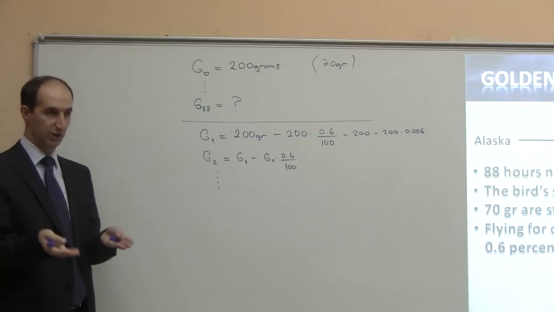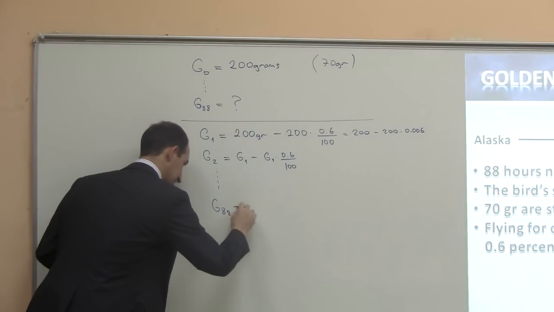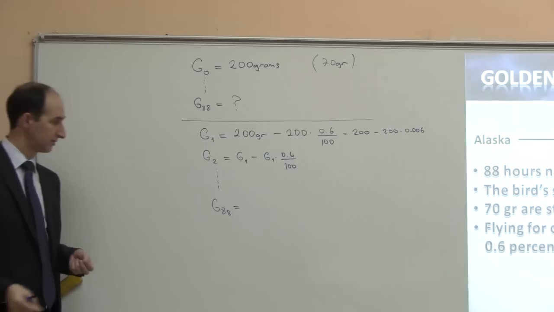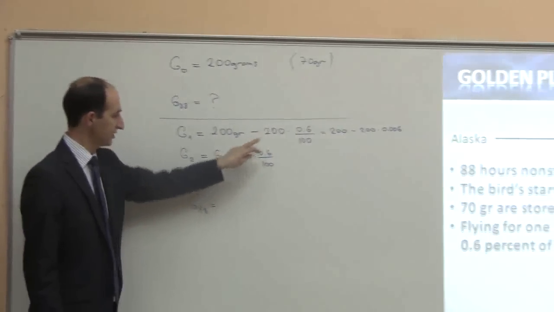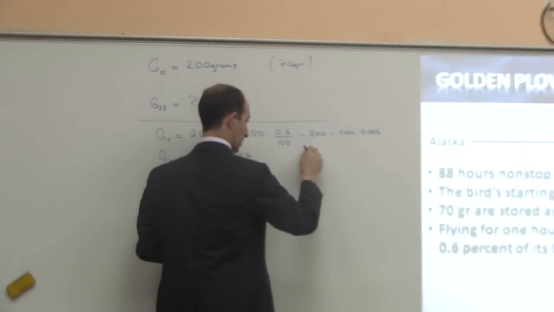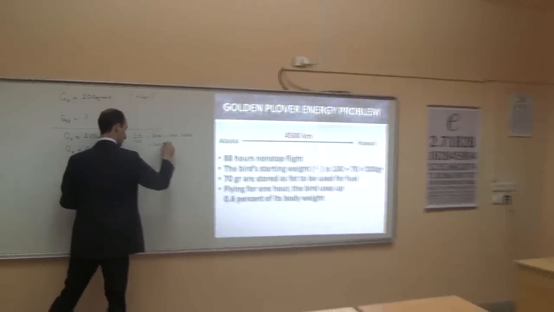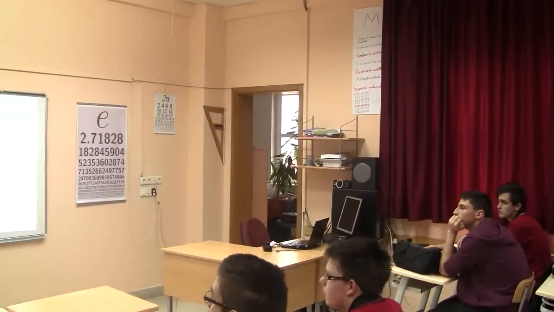We will use our math knowledge. How can I get G of 88? We can formalize this. Look at this. Here, you can factor out 200, you know the meaning of factor out. If you factor out 200 here, it will be 1 minus 0.006.